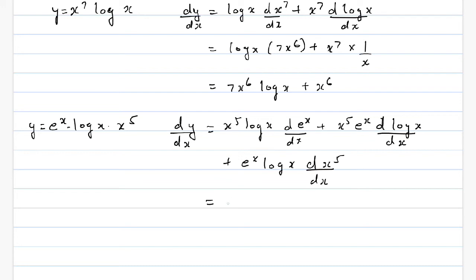So we are getting x raised to 5 log x into e raised to x, plus here log x will give us 1 by x, so x raised to 5 e raised to x into 1 by x, plus we'll get e raised to x log x and we'll get 5 into x raised to 4. So this is how we can find differentiation of any number of multiplied functions by differentiating one and keeping the others constant and then adding all such possible values.